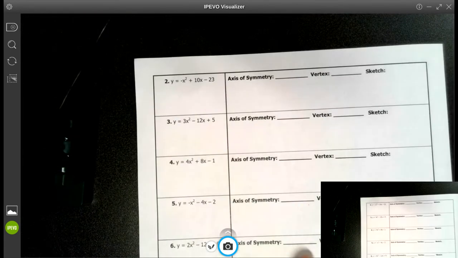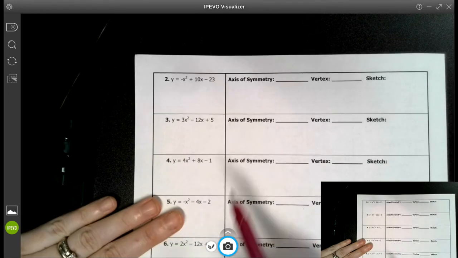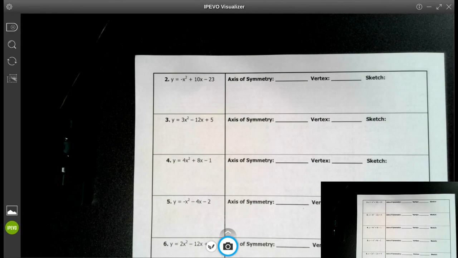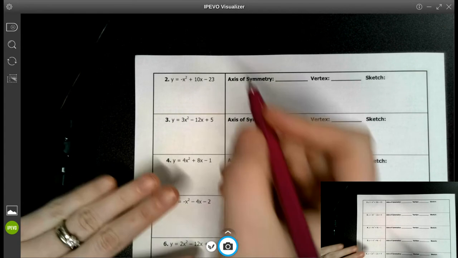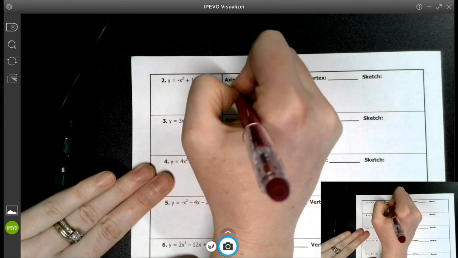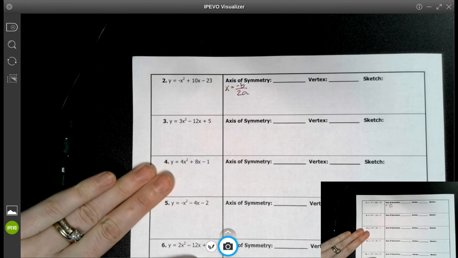Okay, let's try just a couple more together. Flip your paper over. Let's look at number 2. I want to do my axis of symmetry first. Again, that's the x value of my vertex. So I'm going to use the equation x equals negative b over 2 times a. And yes, that's something that you will need to memorize.